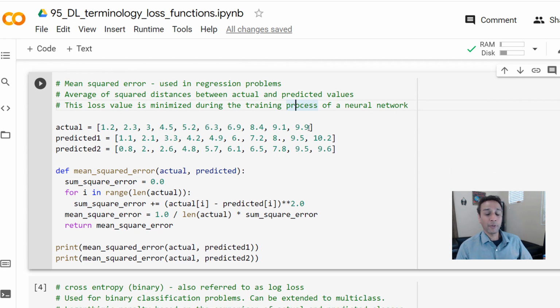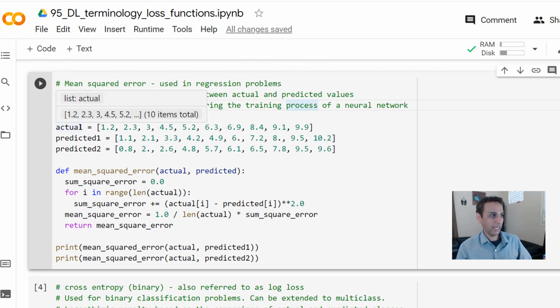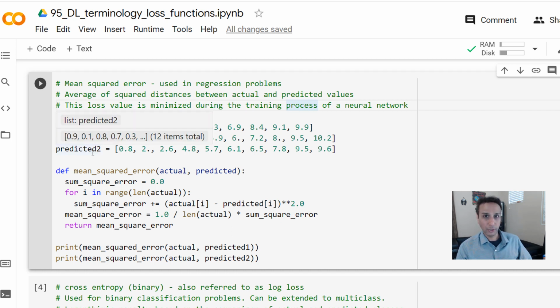So the first example we're going to look at is the mean squared error. And here I have defined three lists, which are actual, predicted 1, and predicted 2. Predicted 1 is very close to actual.